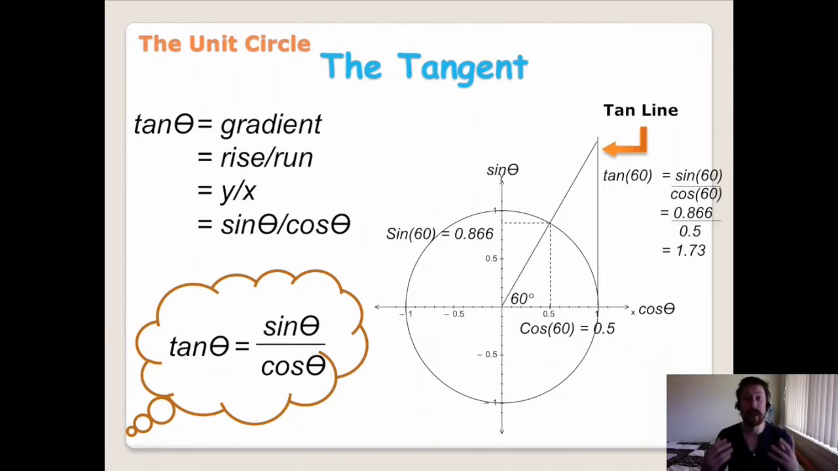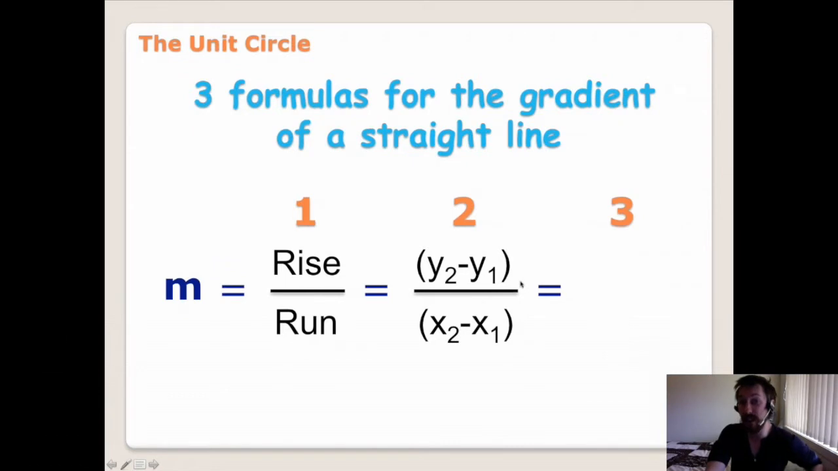Now remember, of course, tan theta is equal to sine theta divided by cos theta. So there are 3 ways for finding the gradient of a straight line. Remembering back to the beginning of the year, that is rise over run, y2 minus y1 over x2 minus x1, and of course, tan theta. Now don't you forget it.